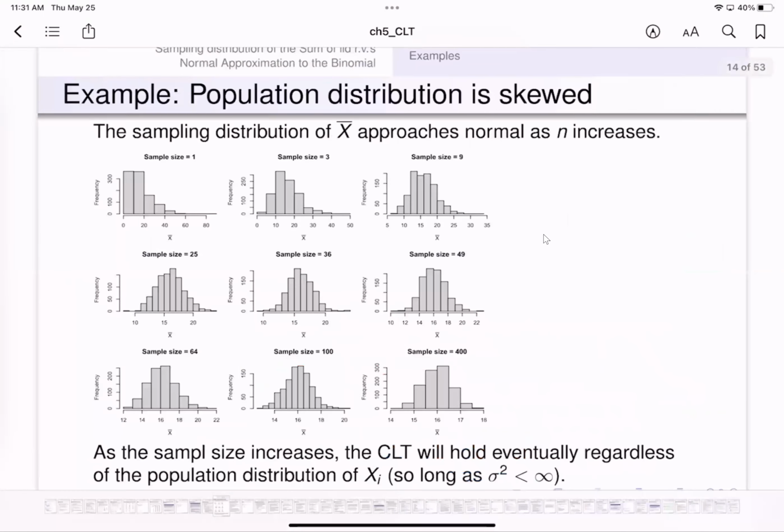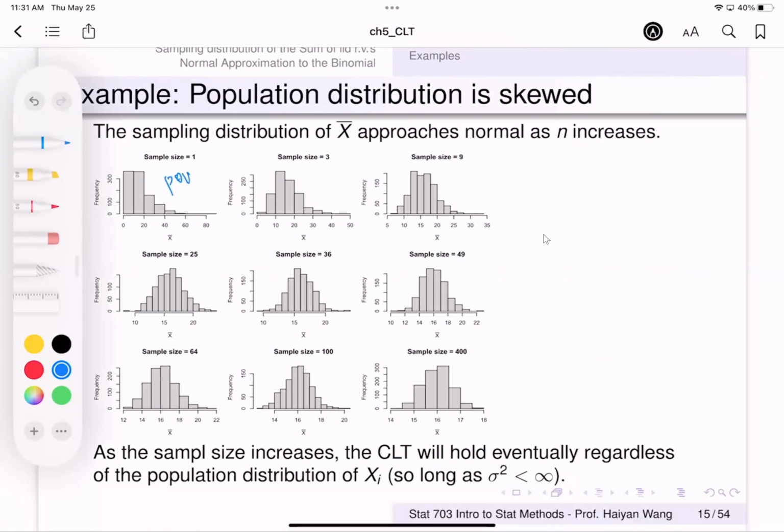Here are some histograms to help you see how the sample size changes things. As the sample size changes, how does the histogram of the sampling distribution of x bar change? For the sample size of 1, this histogram is basically like the population distribution.